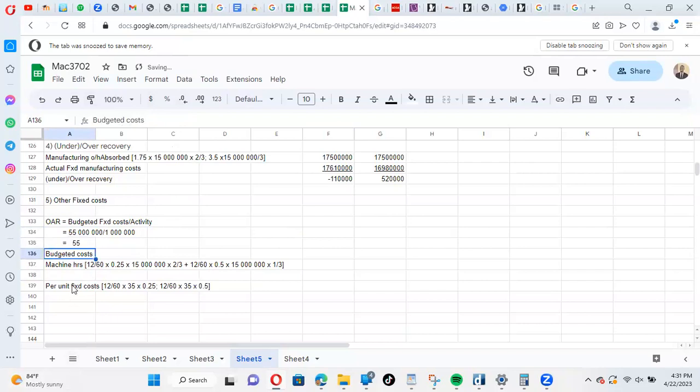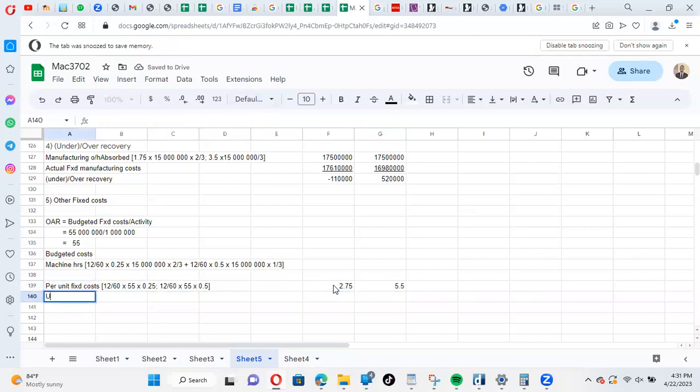All right, then now we need that per unit. So we are multiplying, changing that there to 55 instead of 35. You see how that saves us time. So this is going to be 12 over 60 times 55 times 0.25. And then here it's going to be 1260 times 55 times 0.5.